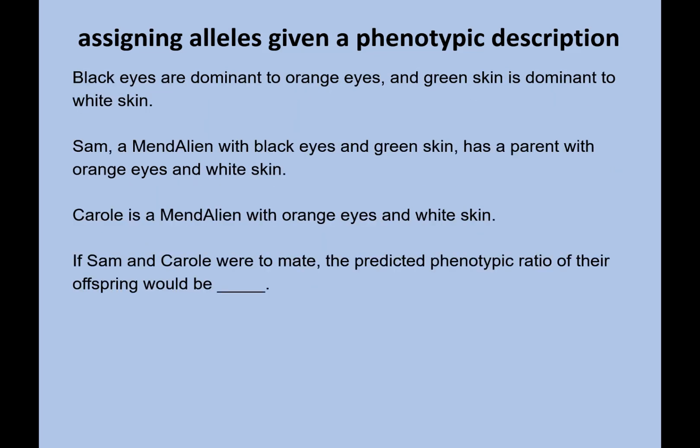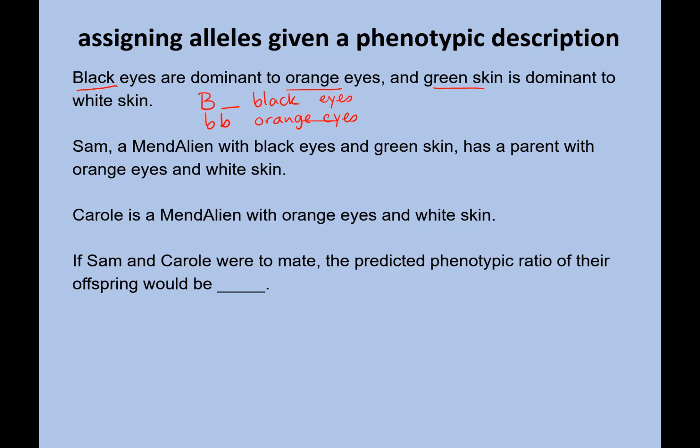So here's another one. So you might want to pause this video and go ahead and fill this out for yourself. So how I am reading this is that black eyes are dominant to orange eyes. So I'm going to say something is black, and I have to use the same letter. Little b is orange. I guess I should say eyes.